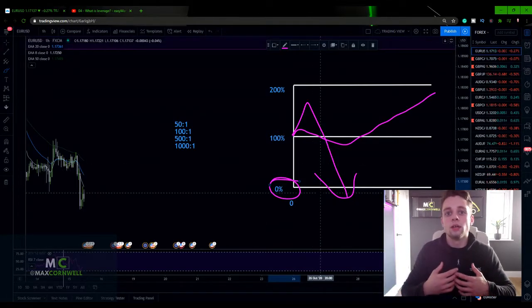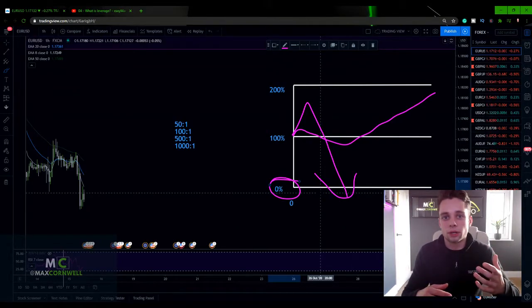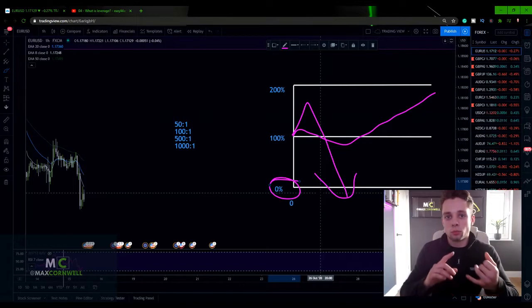So you want to manage your risk. There are ways and techniques to do this, and this all comes from proper risk management, proper money management, proper testing, and knowing your numbers. And we'll get to this later on in the series.